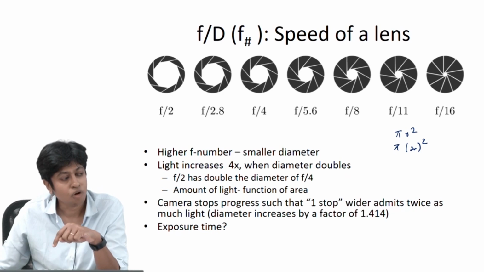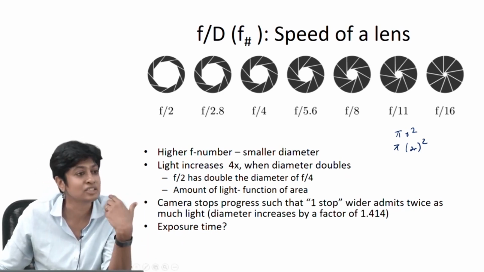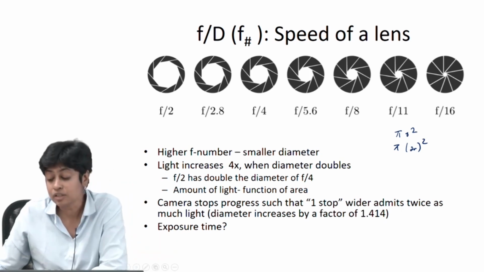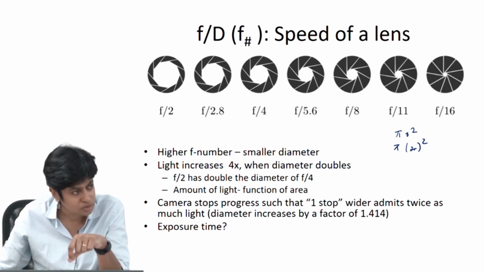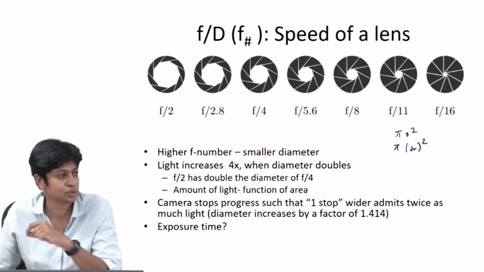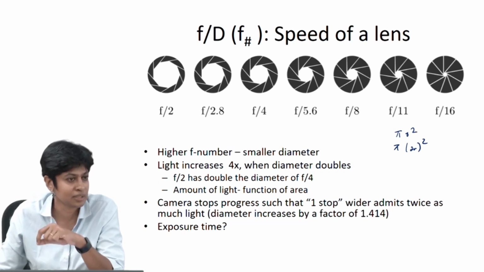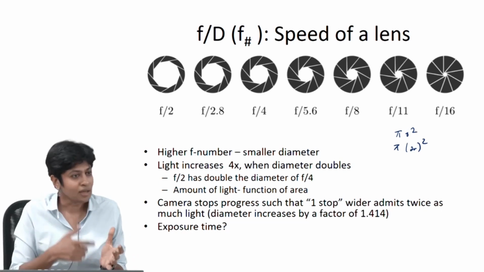Depending then on the lighting, it will choose the exposure time. So say the lighting is very low and yet you choose f/16, so the diameter is also very small, the camera will then take a longer time to expose or to capture the image. Now for photographers, that means several things.